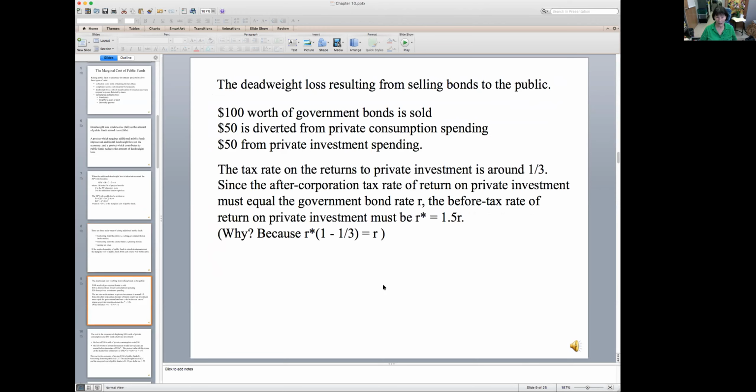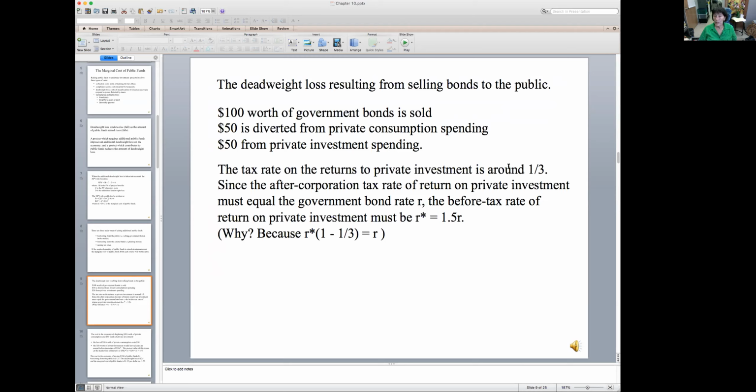So let's move on now then. An example: deadweight loss from selling bonds. $100 worth of government bonds is sold. When you sell $100 worth of government bonds, it has two effects. One is you're not spending it in the marketplace, so you're not buying goods and services, which produces tax dollars. Secondly, you're not having private investment, so then that reduces tax dollars. So how exactly do you account for that?